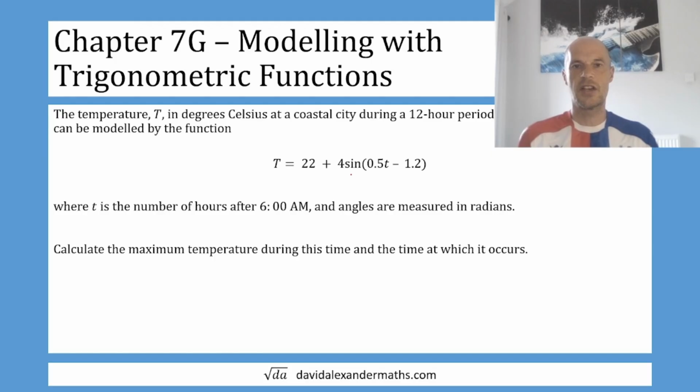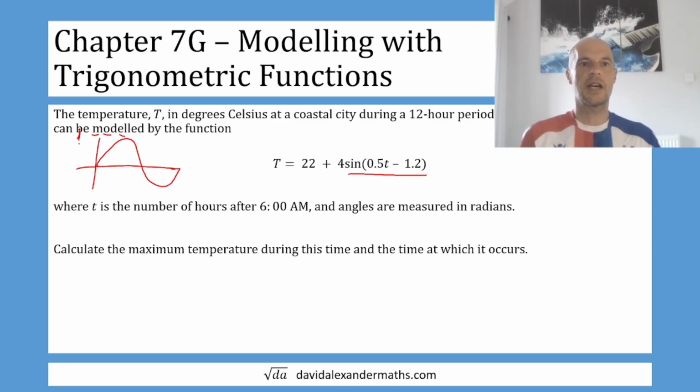at which it occurs. Well, the sine of anything will always have a maximum of 1 and it will have a minimum of -1. We're not interested in the minimum, but maximum 1, minimum -1. 4 times the sine of anything will have a maximum of 4 and a minimum of -4. And if we're adding the 22 onto it, that means we're just shifting this whole graph up by 22 units. So the maximum will be 26 and the minimum will be 18. Okay, so the maximum temperature we've calculated to be 26 degrees C.